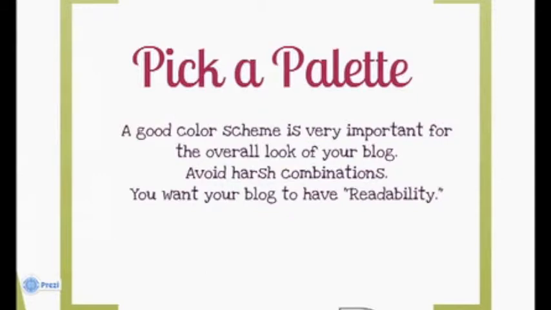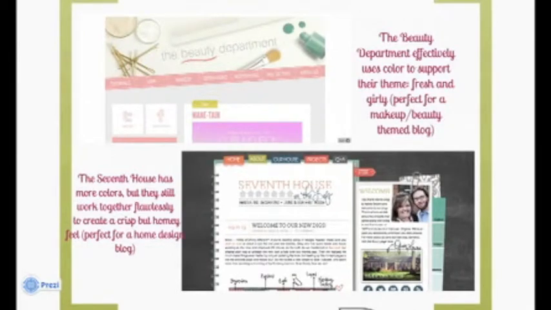Pick a good color palette. Don't use anything that's too bright, too dark, or harsh combinations. This will make it unpleasant for your readers who will probably stop reading altogether. Some call it readability. Get it? Try and pick colors that emphasize your blog theme, whether with color or the absence of color. Both of these blogs have different but successful color schemes, and each works to convey their own blog's theme.